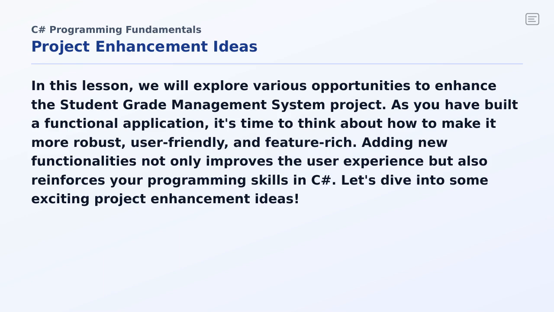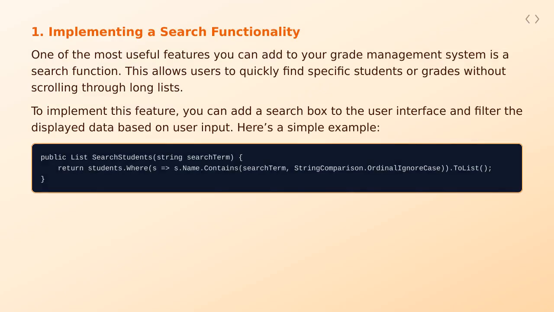Don't worry if this feels new at first. This section covers 1. Implementing a search functionality. One of the most useful features you can add to your grade management system is a search function. This allows users to quickly find specific students or grades without scrolling through long lists. To implement this feature, you can add a search box to the user interface and filter the displayed data based on user input. Here's a simple example.